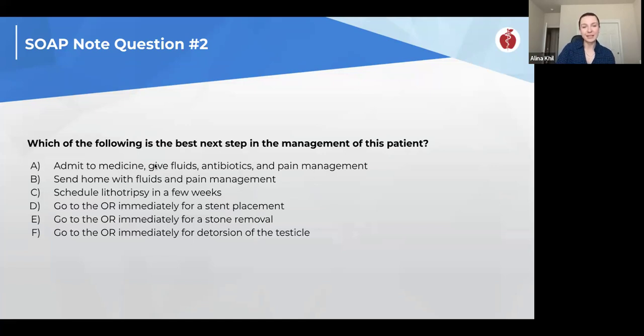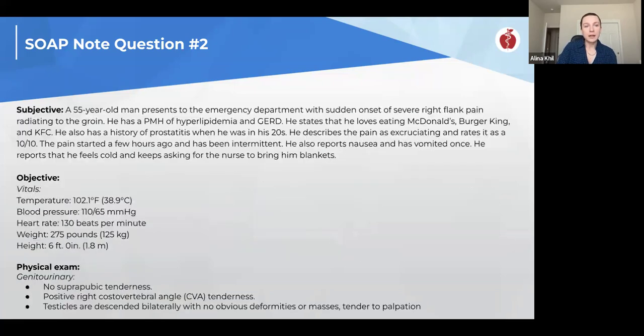Basing on this, it looks like this might be some form of a question about kidney stones or possibly testicular torsion, really based on these answers. So then we go back and we can actually go and read.